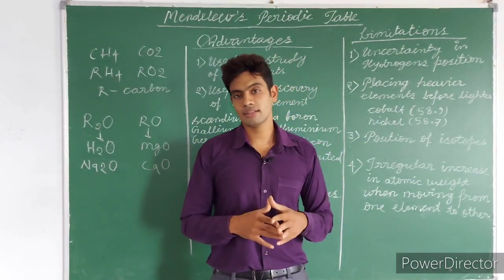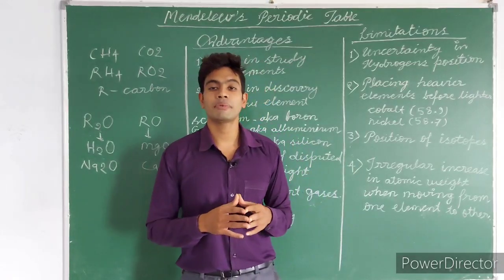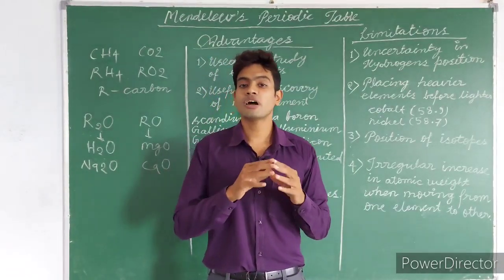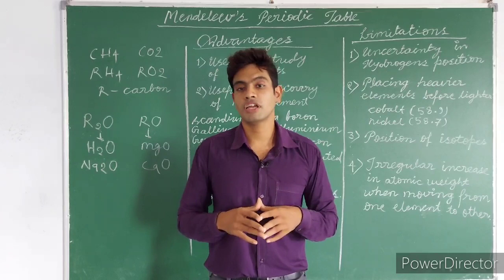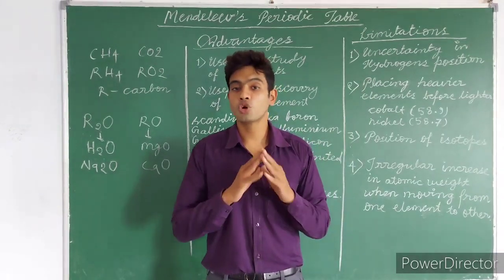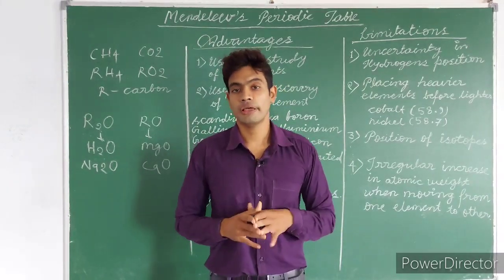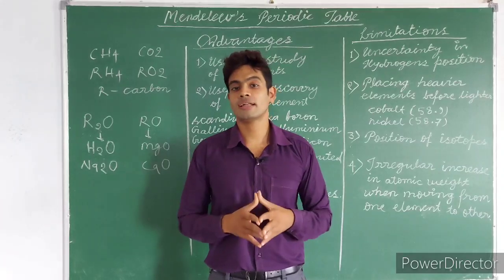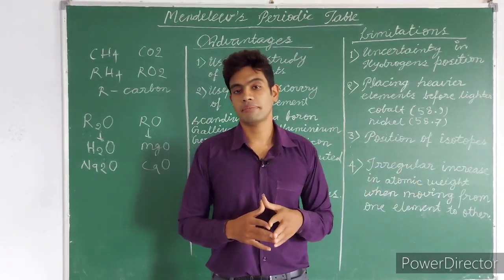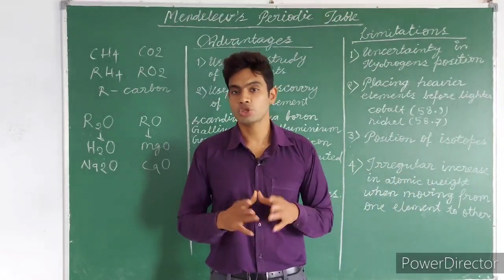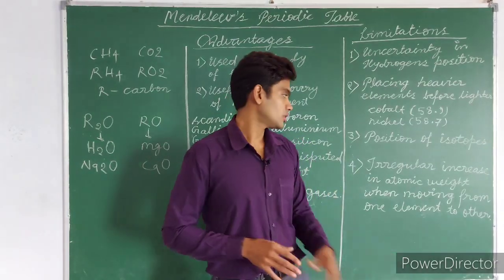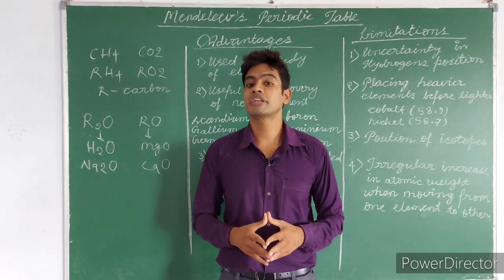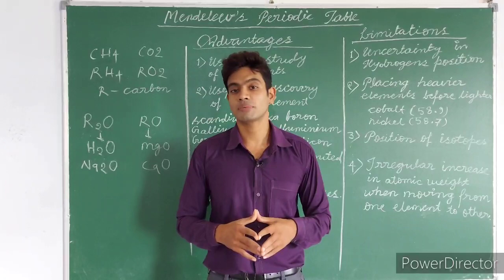Now the next limitation was position of isotopes. Now we have seen that in Mendeleev's periodic law, elements were arranged in the increasing order of their atomic weight, but there was no place for the isotopes. As far as isotopes are concerned, we know that their atomic number is the same, but their atomic weight is different. So there was no place for the isotopes. It was another limitation of Mendeleev's periodic table.